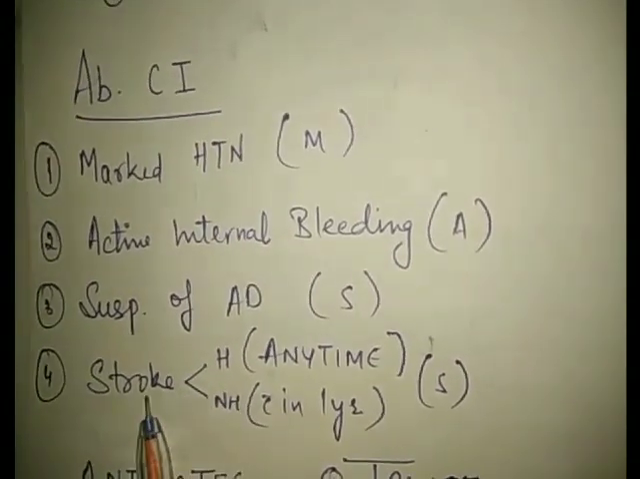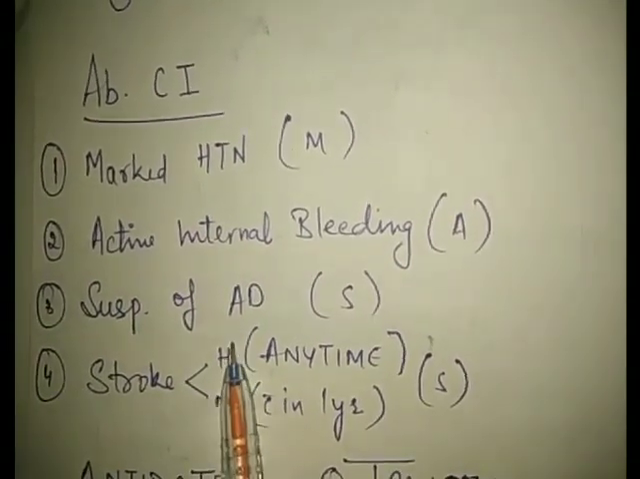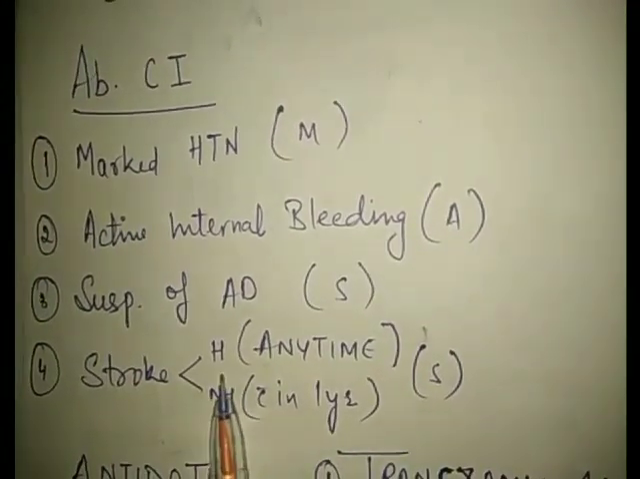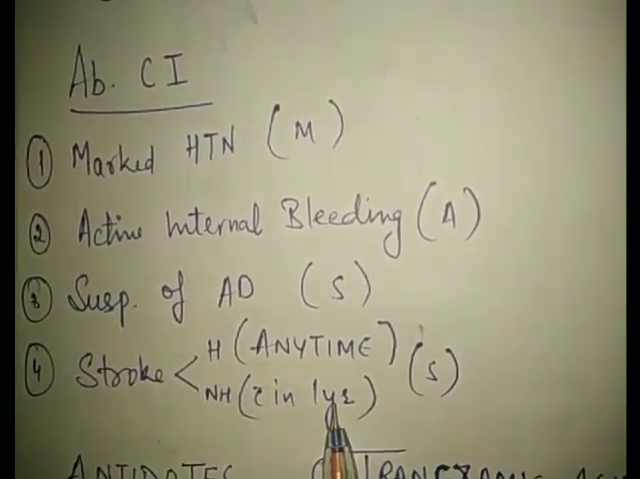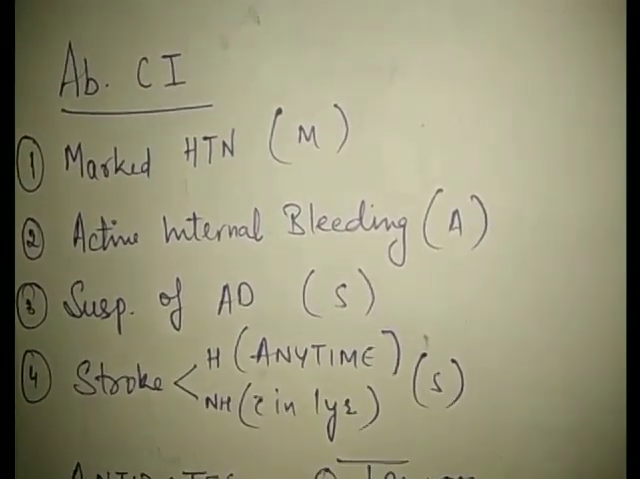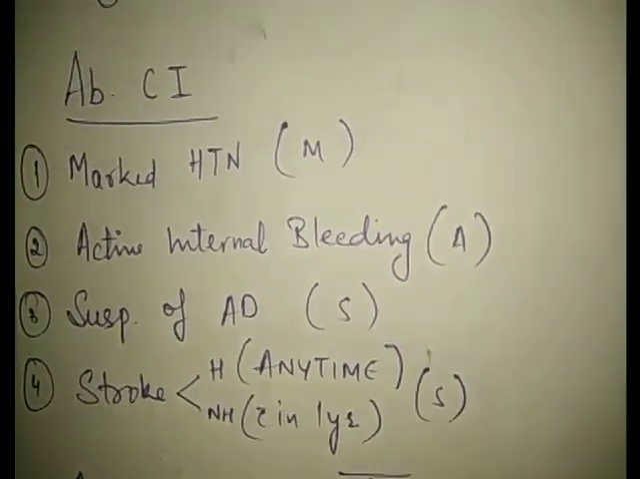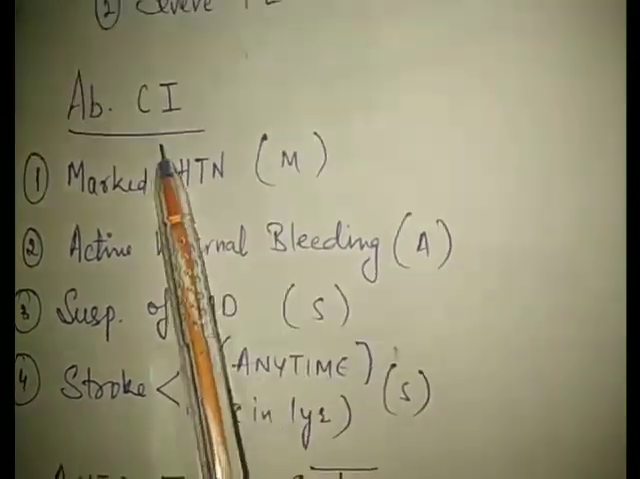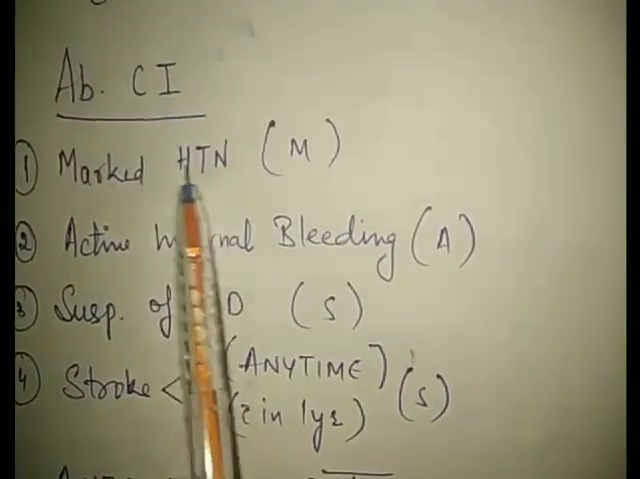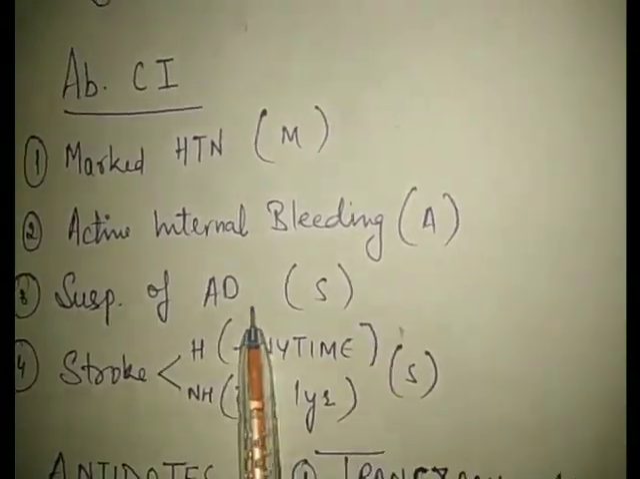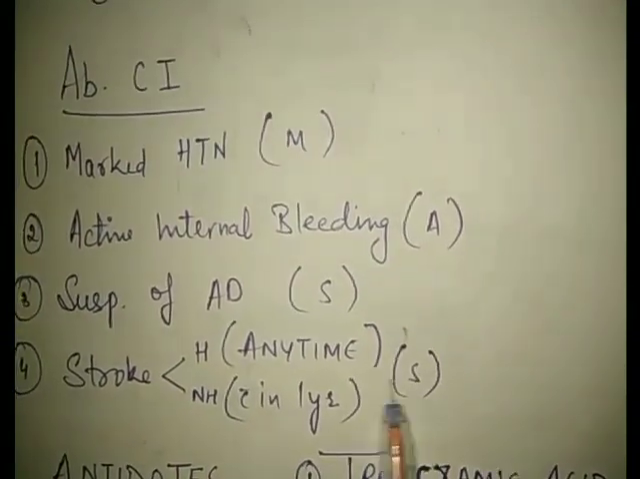If it is hemorrhagic stroke, it should not be used at any time. However, if it is non-hemorrhagic stroke occurring within 1 year, it should not be used. After 1 year, we can use it in cases of non-hemorrhagic stroke. You can remember the absolute contraindications of fibrinolytics by the mnemonic MASS. M for marked hypertension, A for active internal bleed, S for suspicion of aortic dissection, and another S for stroke.